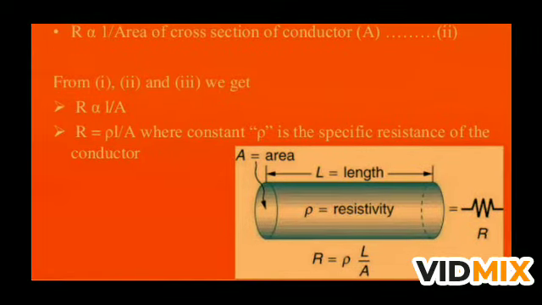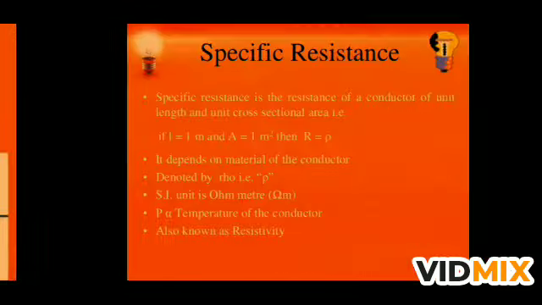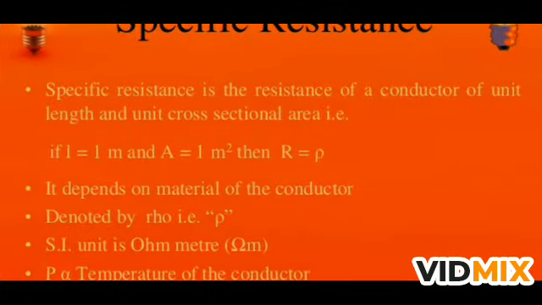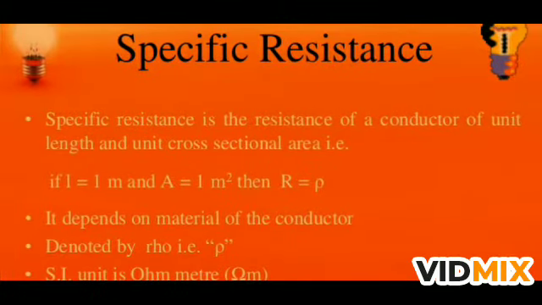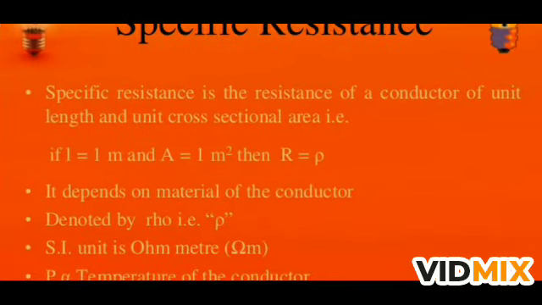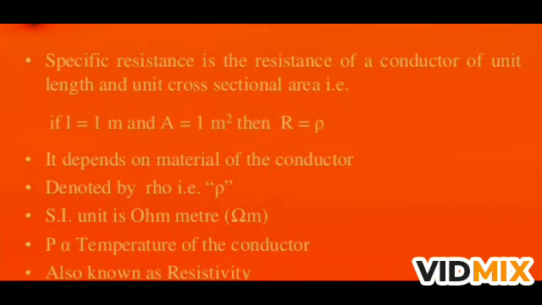If you see the diagram, the length between the conductor is L, the area is denoted by capital A, and the resistance is R, so R is equal to rho L upon A. If you take the length 1 meter and the area of cross section 1 meter square, then the resistance is equal to resistivity. So specific resistance is the resistance of a conductor of unit length and unit cross section area. That is, if L is equal to 1 meter and A is equal to 1 meter square, then R is equal to rho. This symbol rho is also called specific resistance or resistivity.